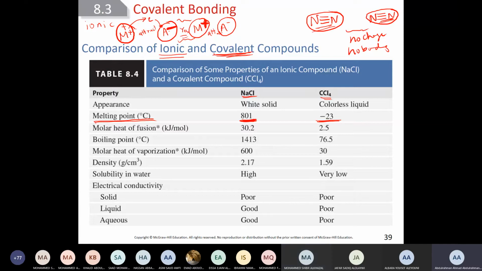Minus and plus. Is this going to attract another one? Yes. If I put another M here, is this going to attract this one? Yes. Of course, it can attract from everywhere. And that's why M will always be between two A's, and A's will be between M's. Exactly. And they are usually soluble in water.